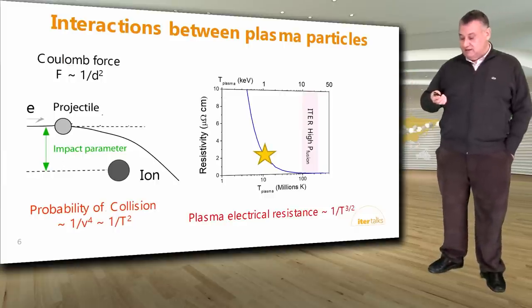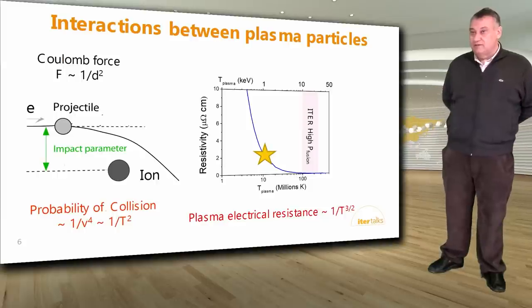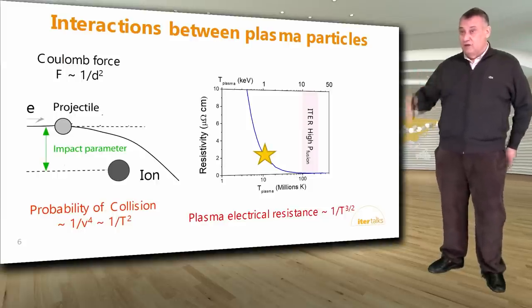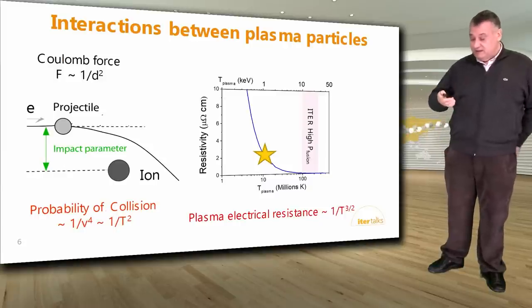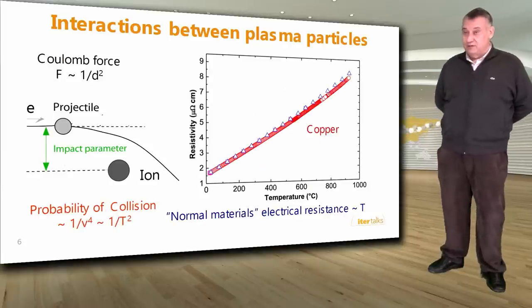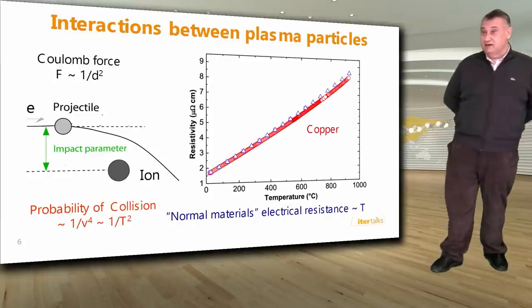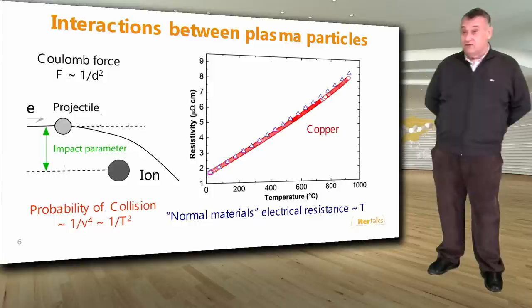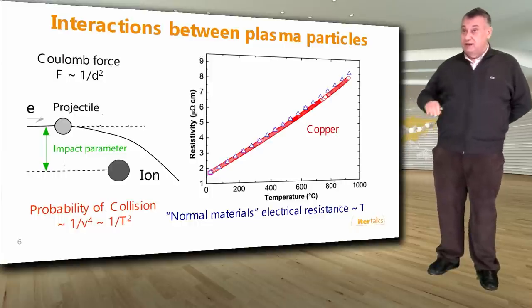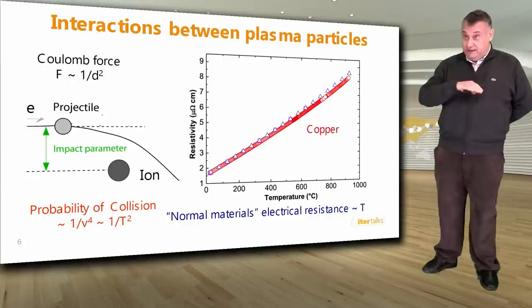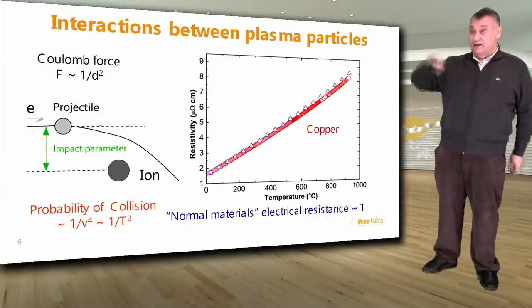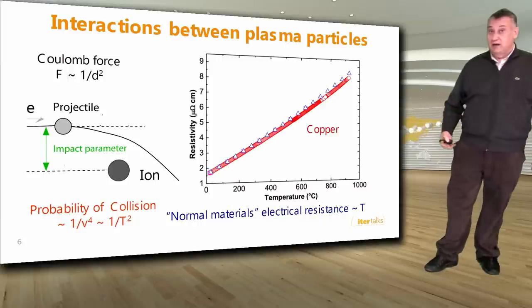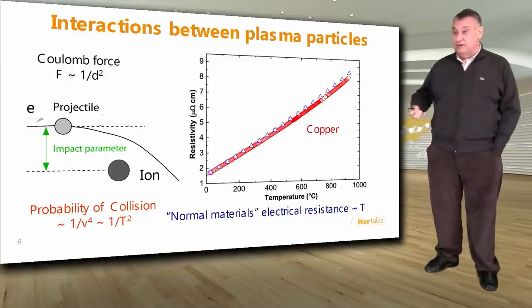Now, as I said, I showed on the right figure the resistivity of an ITER plasma, and the star puts a typical value of 2 microohms per centimeter. And this is to compare, for instance, with the resistivity of copper, which is shown here. And as you can see here, 2 microohms per centimeter is actually the resistance of copper at room temperature. But you also see that, unlike plasmas, the resistance of copper actually increases with the temperature. And this is what allows us, for instance, to use electric current going through copper to heat up our houses.